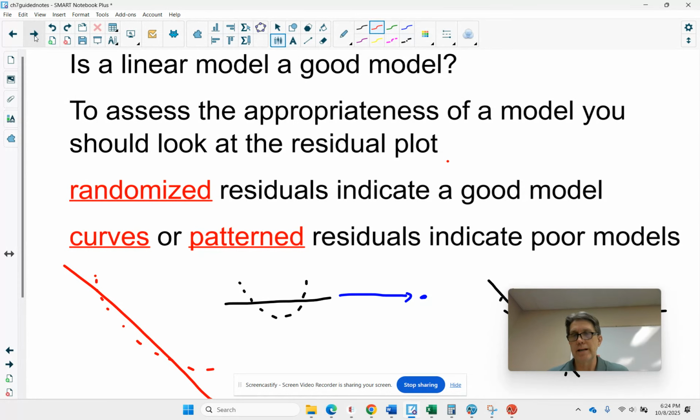Okay, now we're going to answer the question today, is a linear model a good model? To be a good model, what you want is randomized residuals. And we'll talk about why.